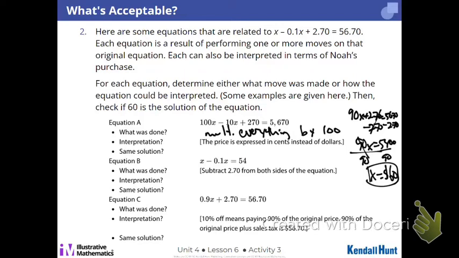Equation B. It says this one tells us what was done. They subtracted 2.7 from both sides. Who can tell me what that means in context of our jeans? Subtract 2.7 from both sides. What is happening in context there? Ari? They subtracted 2.7 from both sides to get this new equation. In context, what are they doing?